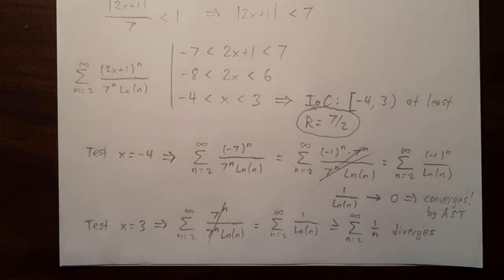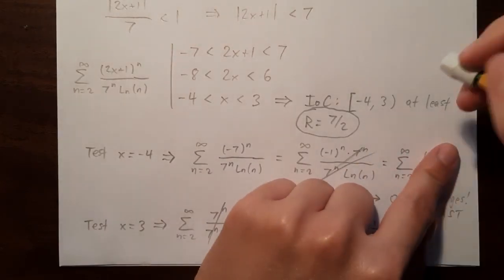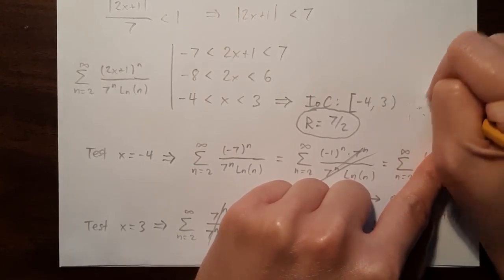All right, so that's us using the direct comparison test. So evidently, x equals 3 is going to make a divergent series, so it should correctly be excluded from the interval of convergence. All right, so we are done then.